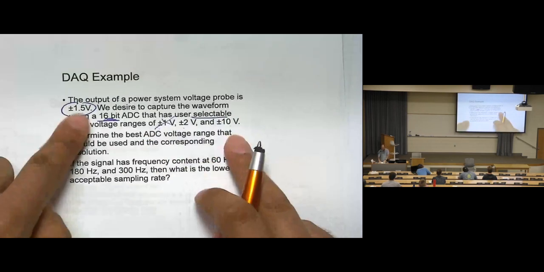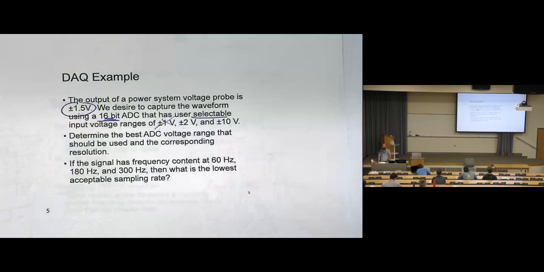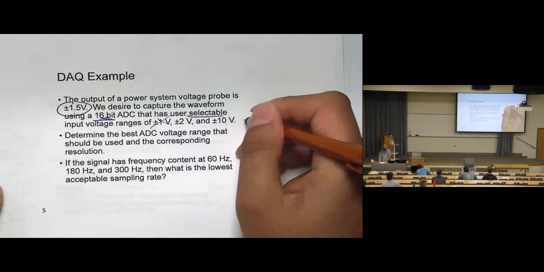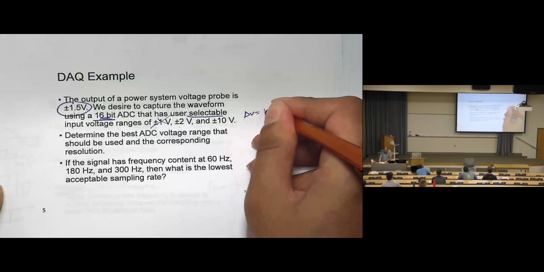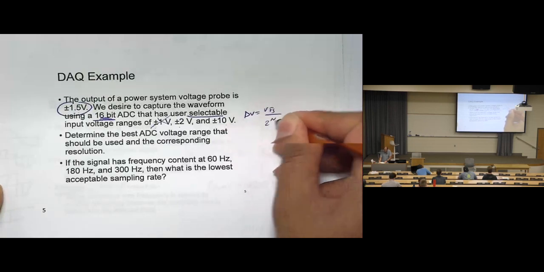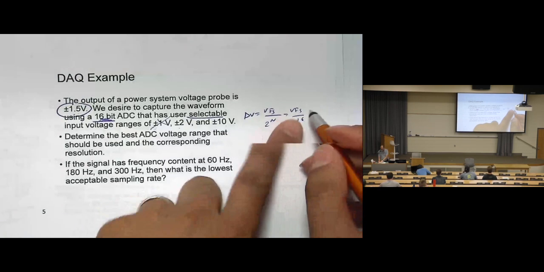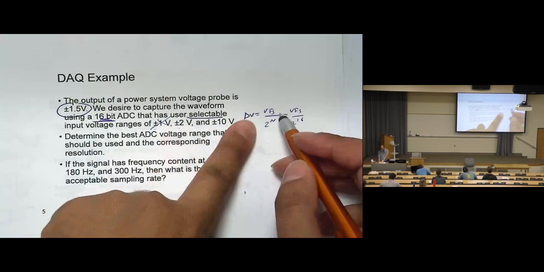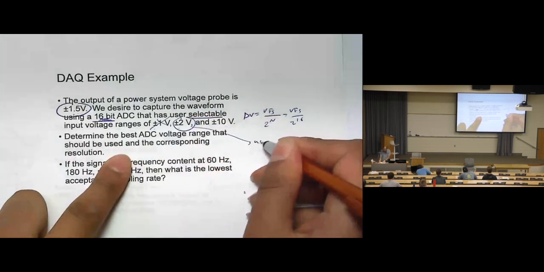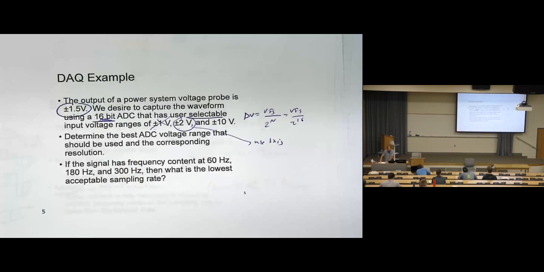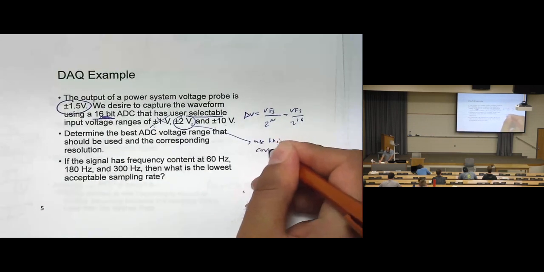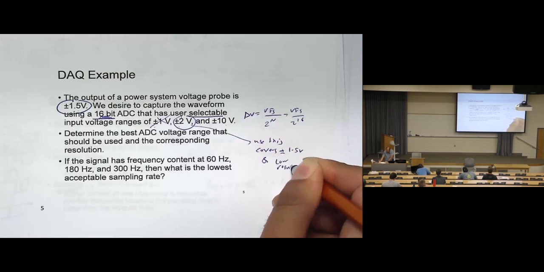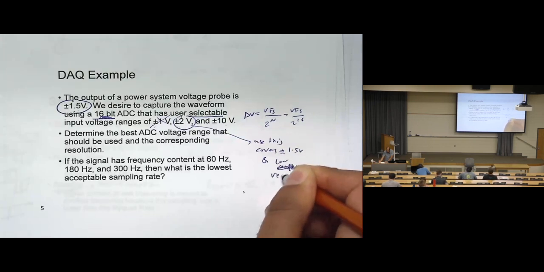How about plus minus 10? Plus minus 10 already covers plus minus 1.5. Why am I not using it? Or actually I can use it, but why is it not recommended? Increases resolution. Exactly, because it will decrease the resolution. Because we have delta V equal to V full scale over 2 power n, which here is V full scale over 2 power 16. If V full scale is plus minus 10, which is 20, the delta V will be higher than with plus minus 2, which is 4. So it's recommended to use this one, which covers plus minus 1.5 and gives better resolution.